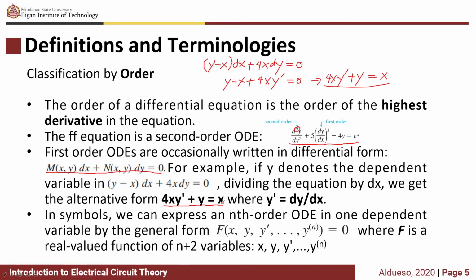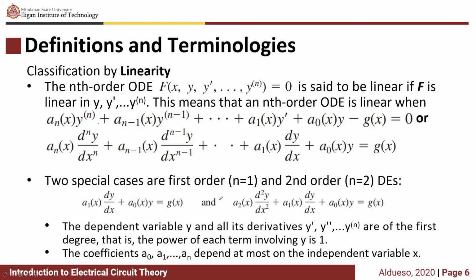So in symbols, we can express an nth order ODE in one dependent variable by the general form. We have this general form where f is a real valued function of n plus 2 variables x, y, y prime up to y to the nth derivative. So, classification by linearity. The nth order ODE, this form, is said to be linear if f is linear in y, y prime up to the nth derivative.